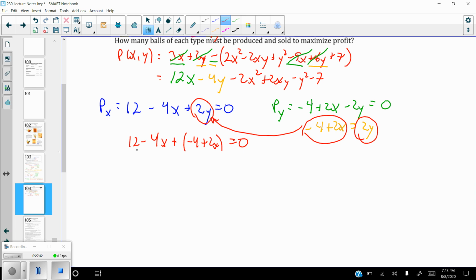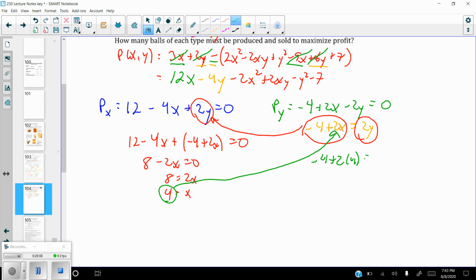So now let's simplify. I've got 12 minus 4, which is 8, minus 4x plus 2x is minus 2x equals 0. Solving this for x, we get that 8 equals 2x. Dividing both sides by 2, we get that x equals 4. So now I'm going to take that 4, and I'm going to go ahead and plug that in for x right there so we can solve for y. So we're going to get negative 4 plus 2 times 4 equals 2y. So negative 4 plus 8 is 4 equals 2y. Dividing by 2, y equals 2. And now we have our critical value at 4, 2. That's our critical point.